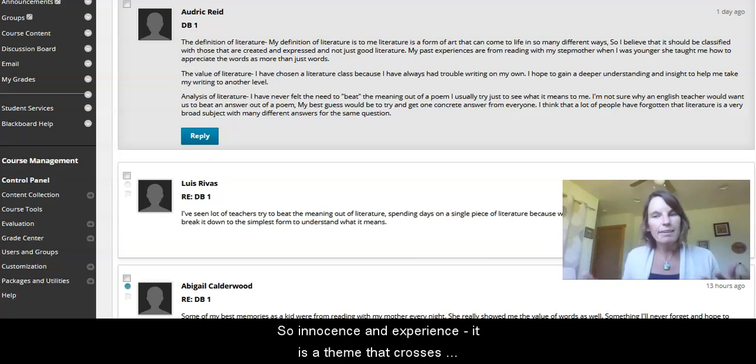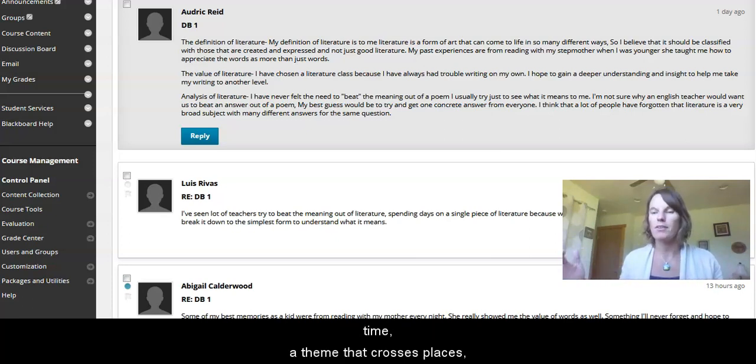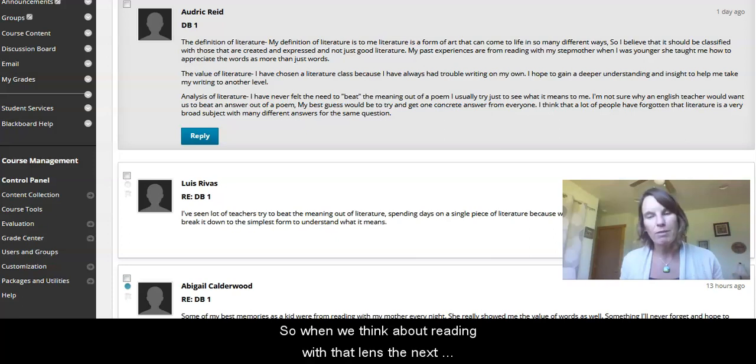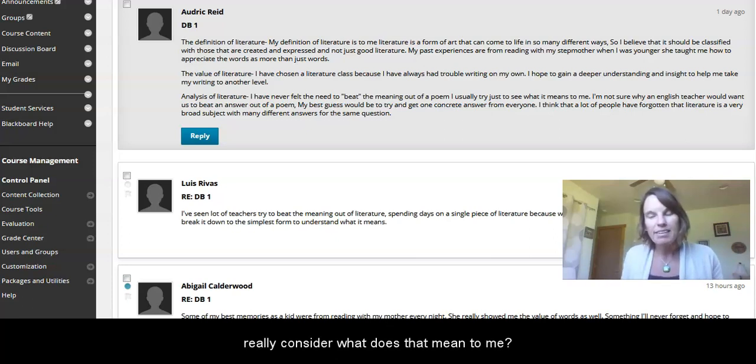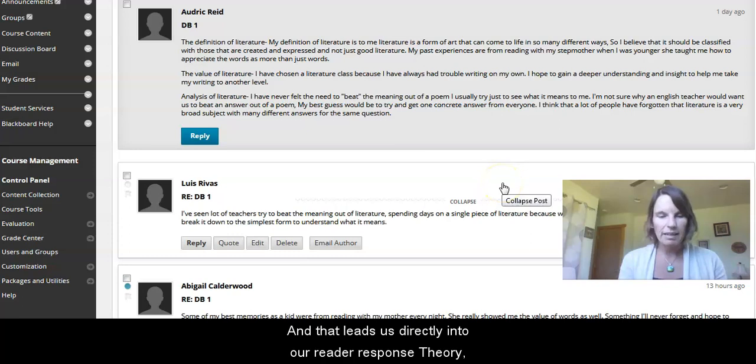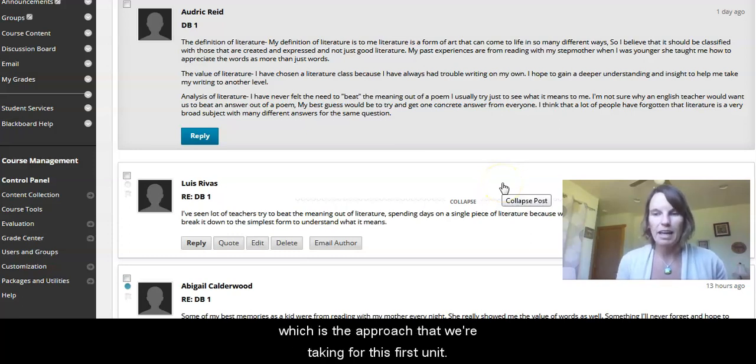So innocence and experience, it is a theme that crosses time, a theme that crosses places, a theme that crosses age ranges and demographics. So when we think about reading with that lens the next 2 weeks of this unit, really consider, what does that mean to me? What does that mean in my life? And that leads us directly into our reader response theory, which is the approach that we're taking for this first unit.